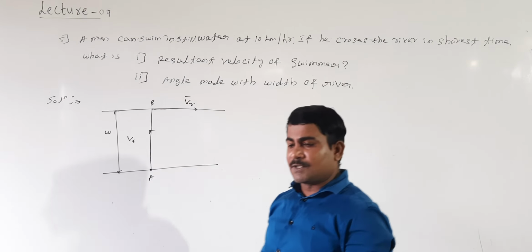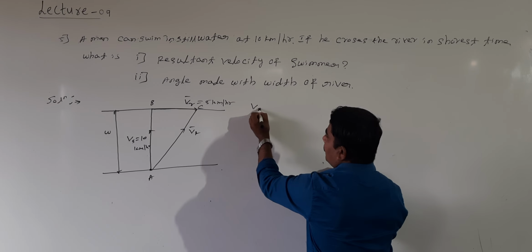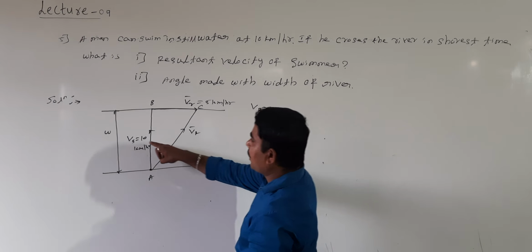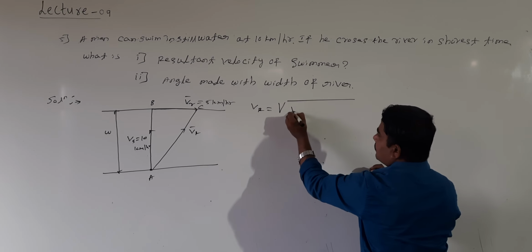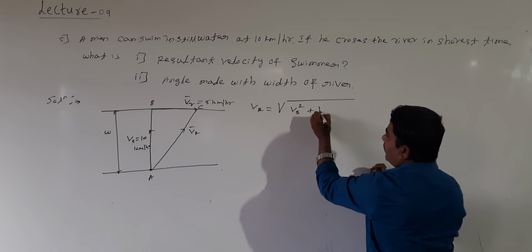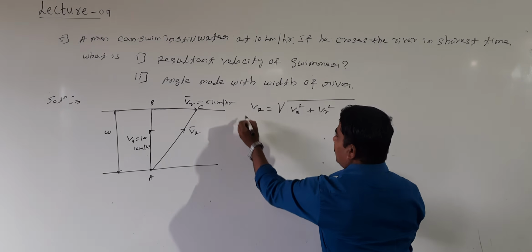This is nothing but the resultant velocity due to the flow of the river. Actually, the person can go from this point to this point, but due to the flow of the river he reaches this point, which we call point C. Then look here, how to take it directly. Vr equal to under root of Vs square plus Vr square.